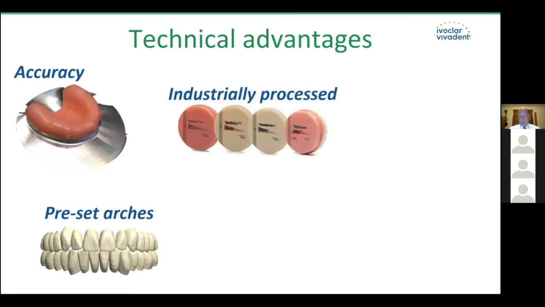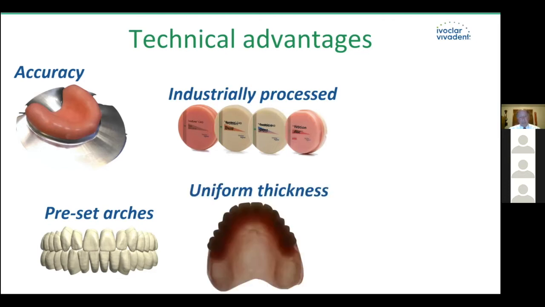Very important. Industrial processed materials. As well as we try in the laboratory, if you're mixing liquid and powder, there's always an element of inconsistency. Whereas these discs are industrially processed, so the consistency, the predictability of the physical properties is pretty well a given. So very little could go wrong in the way of processing.